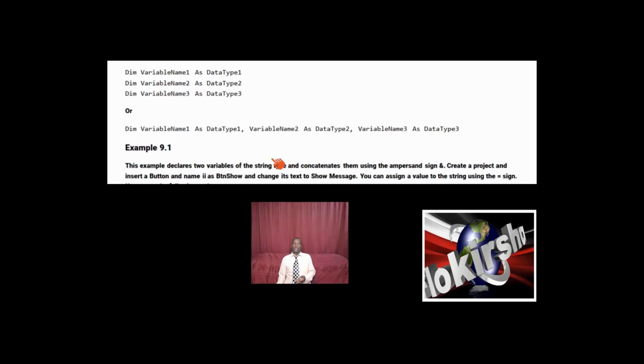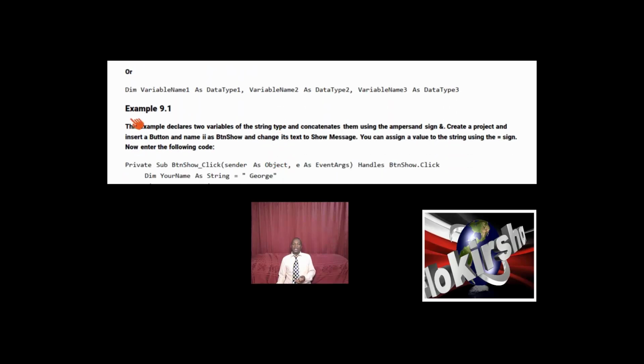Or you can still declare the same on the same line. Dim variablename1 As datatype1. Then you use a comma. Then you will not repeat Dim because already it is starting. You have variablename2 As datatype2, comma, variablename3 As datatype3.